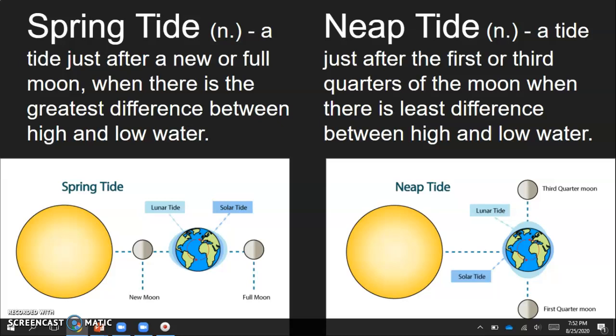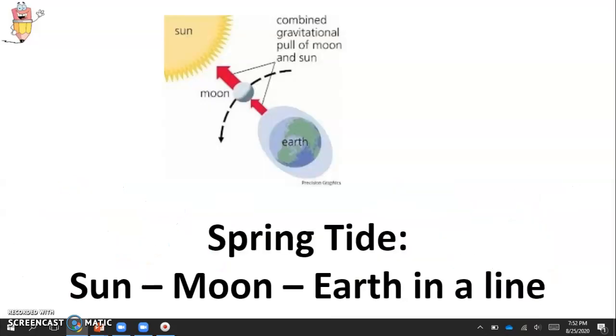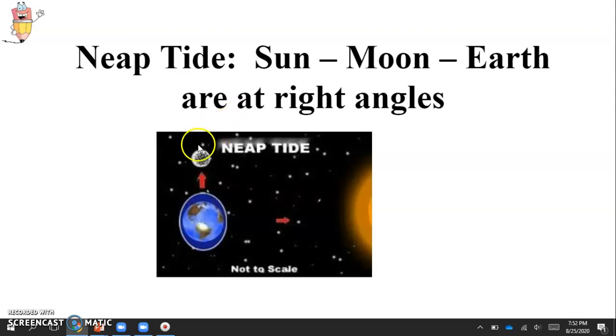So the difference will be a little bit more subtle. We do need to know the difference between the spring tide and the neap tide, and we need to know the position of the moon and the sun during that. Okay? So again, during a spring tide, we've got the sun, the moon, and the earth all in alignment. And during a neap tide, the sun, the moon, and the earth are perpendicular.